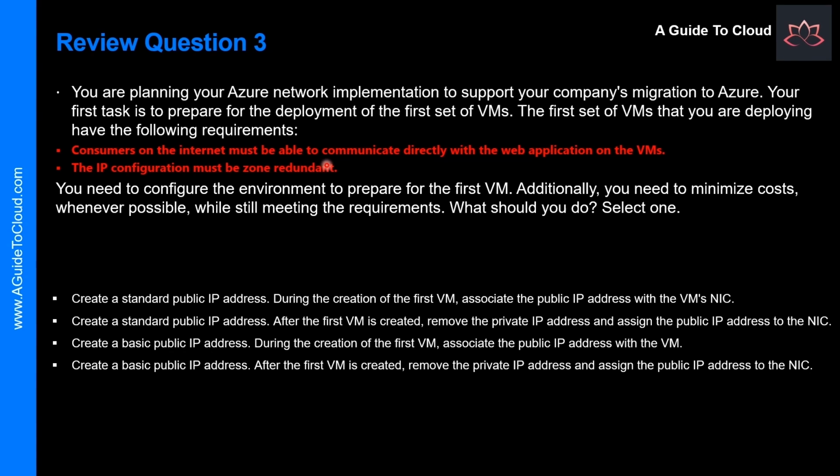Customers on the internet must be able to communicate directly with the web application on the VMs. And the IP configuration must be zone redundant. All right, so we know what the requirements from the customer are. Let's read the further question.